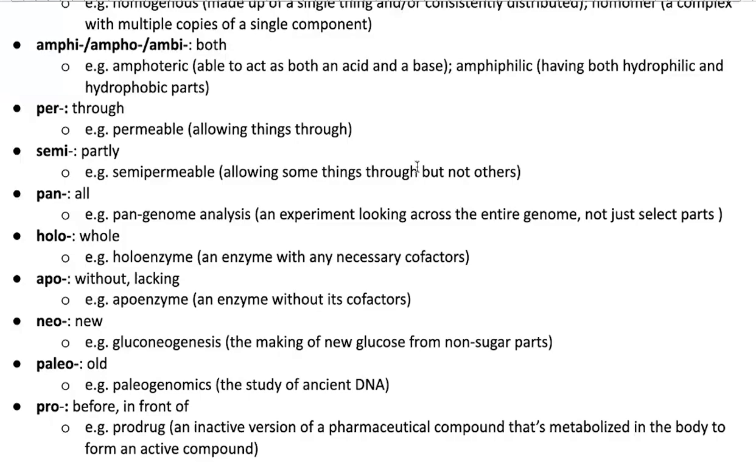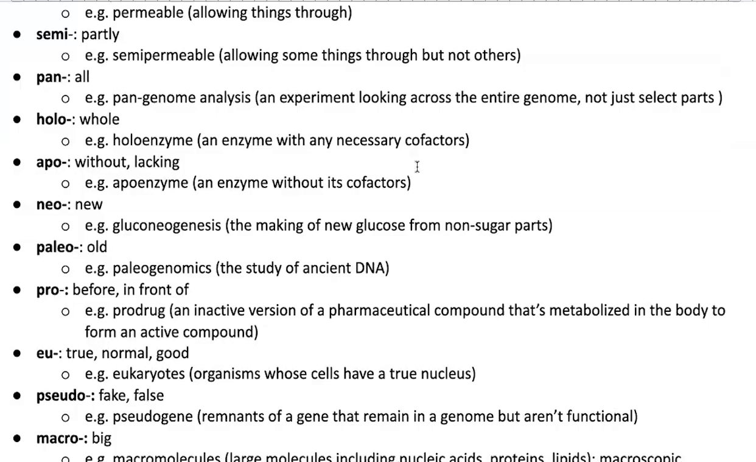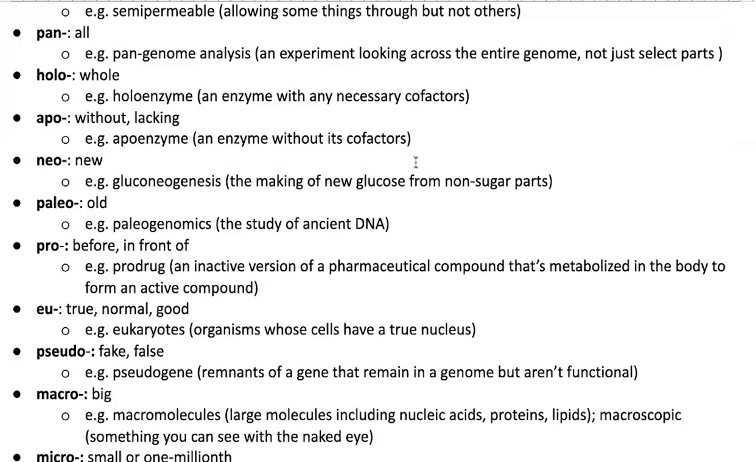Pan, this means all. So a pan-genome analysis is an experiment that looks across the entire genome, not just select parts. And if you think about like a panorama view, you're seeing all. So the pan-genome analysis is looking across that entire genome, not just select parts. And if you see that prefix pan, think all.